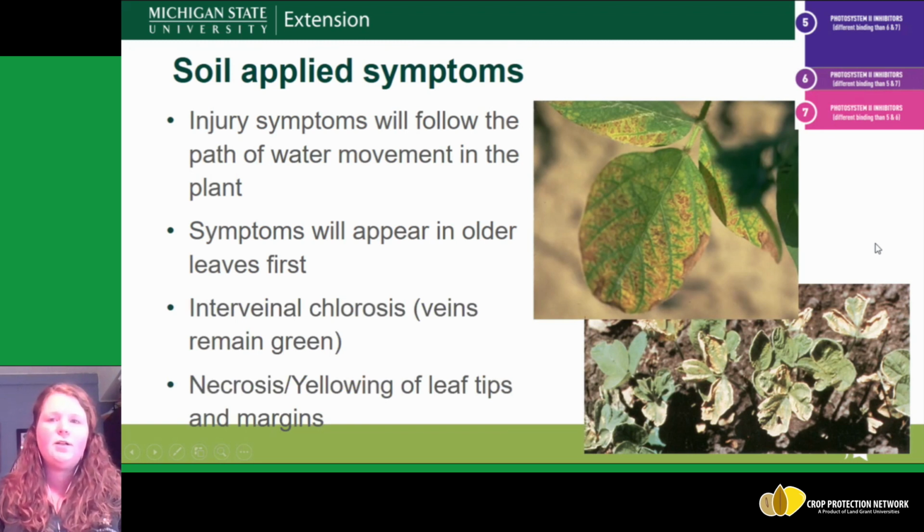And then also nice for this particular site of action is termed interveinal chlorosis. So the veins actually remain green, but the spaces in between the veins are yellow or brown. So you can see this nicely on this photo in which these veins are green and then in between are yellow and brown. So that's a nice way to link this symptomology to this site of action.